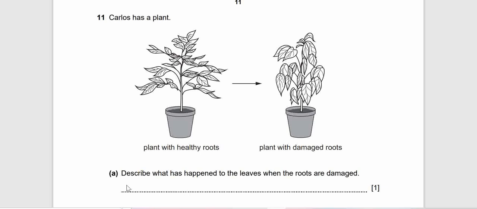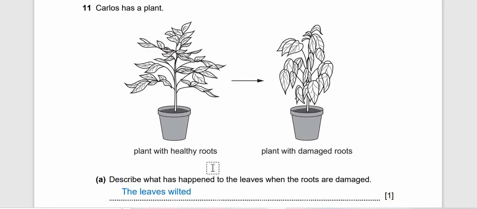All right, guys. Let's check out the answer. So we see that the leaves wilted. When the roots are damaged, the leaves wilted. Next. All right, if you have any other answer, you may write down in the comment section if you need to clarify your answer. Next, we move on to 11B.